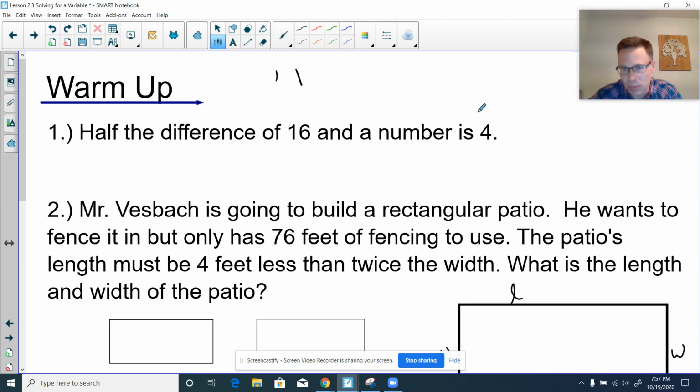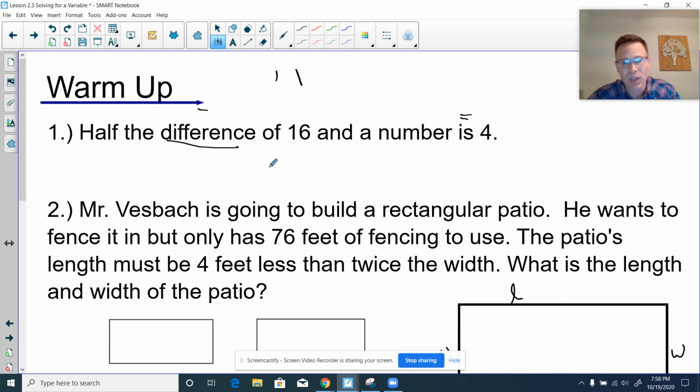A couple of things jump out to me. I know is means equals. I know difference means subtraction, and I know I'm taking half of something. So let's break that down. What am I taking half of? Well, I'm taking half of an operation. And what we talked about in class is that if I multiply by an operation, that operation has to happen first. In this case, I'm multiplying 1/2 times an operation. So what operation has to happen first?